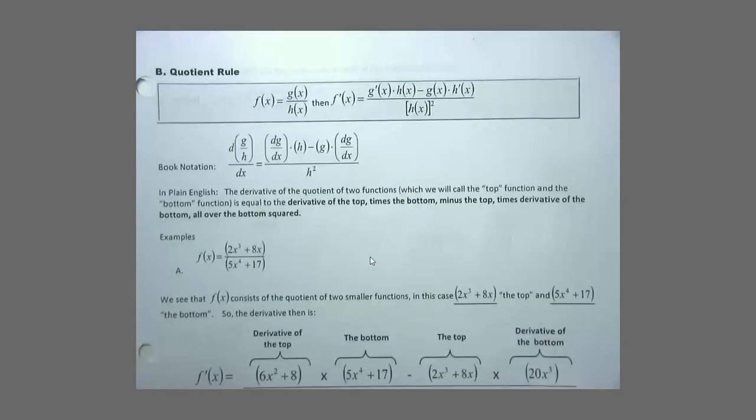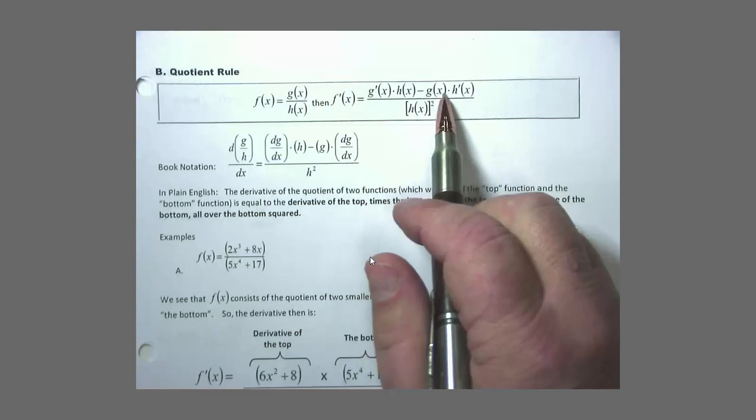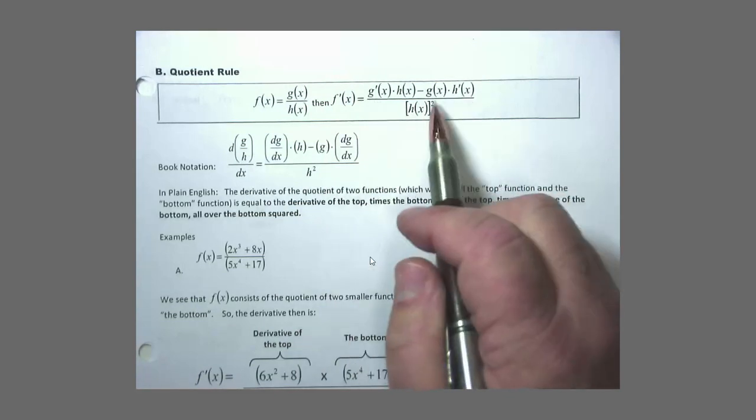Well, if you've got a product rule, you're going to have a quotient rule. Now, a quotient rule is this. A quotient, you've got a fraction. You've got g of x on top, you've got h of x on the bottom. What's the derivative? Well, according to the book, the derivative is g prime of x times h of x minus g of x times h prime of x divided by h of x squared.